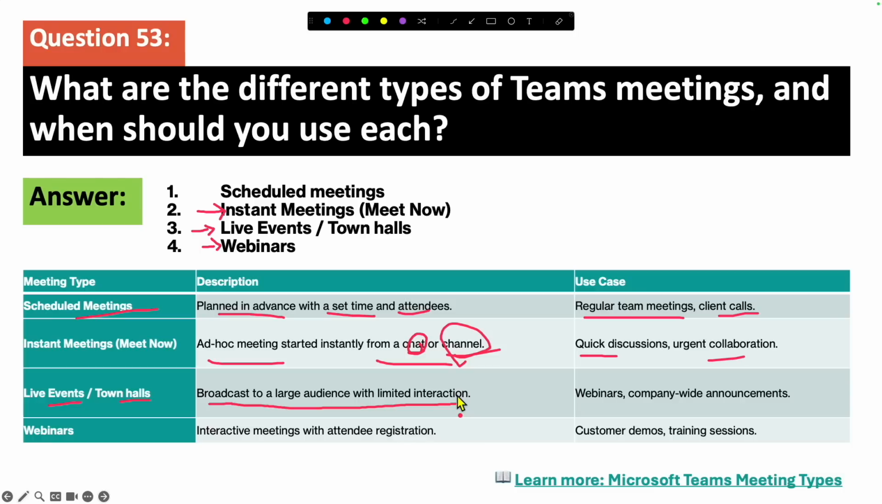So you probably mute everyone. You probably enable the Q&A panel so that they can ask questions in the Q&A panel rather than in the chat, so it is not buzzing all the time. So this is widely used for webinars or company-wide announcements.